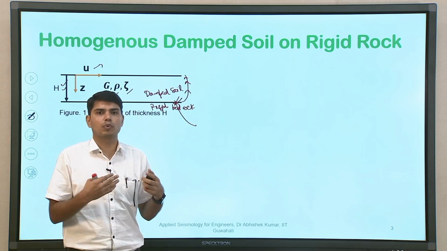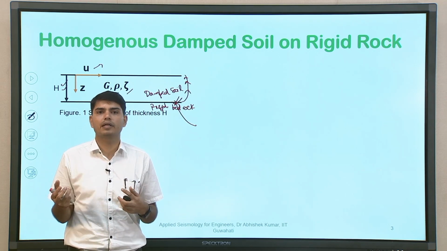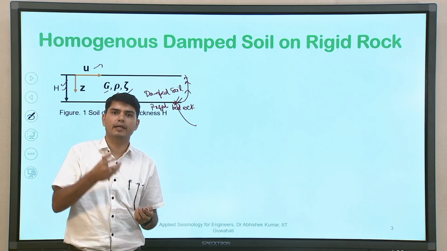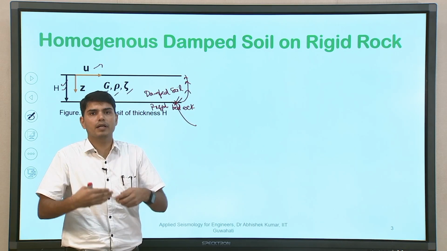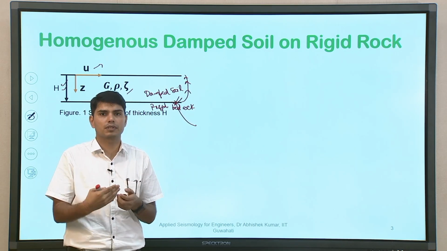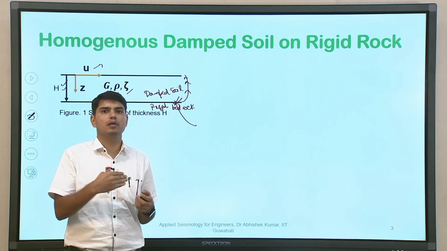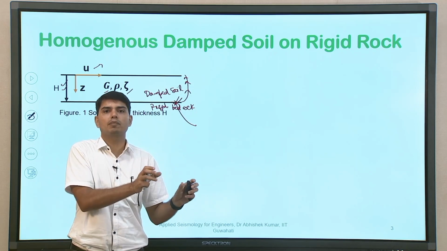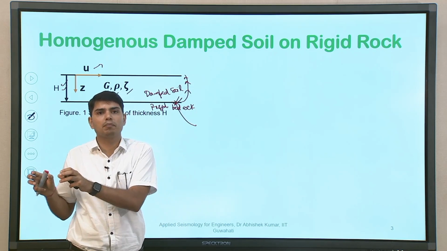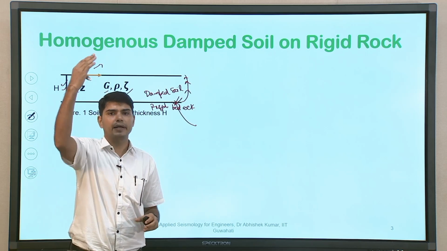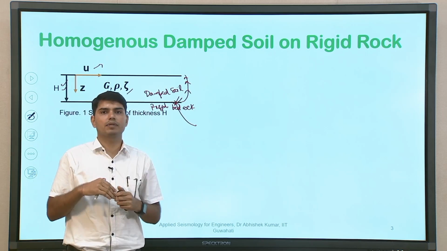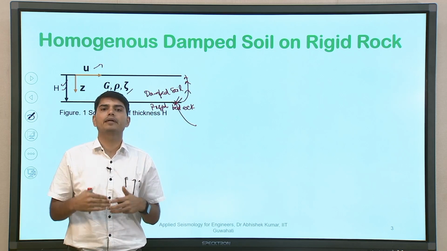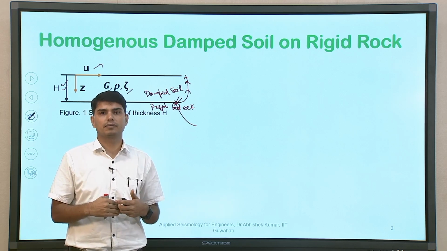Similarly, the approach will remain the same. The only thing is the inherent properties of the soil or bedrock; those components will keep on being added in the governing equation, and accordingly we will find out the transfer function. Using that transfer function, being a linear approach, we multiply it with the Fourier amplitude of the bedrock medium, find the Fourier amplitude at the surface, then transfer it to the time domain and get the acceleration time history.